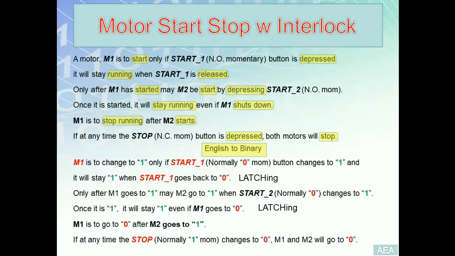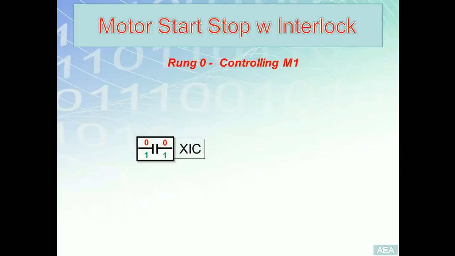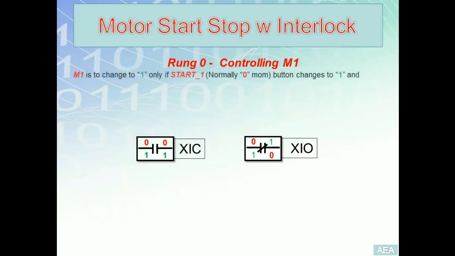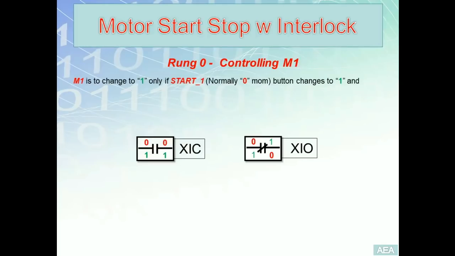So let's get started by building the solution for the first rung controlling M1. Before we start, I like to have the cheat sheet for the main instructions we are going to use, the XIC and XIO. The first requirement is the following. M1 is to change to 1 if start 1 changes to 1. As this is the first requirement, I'm going to go ahead and start building the ladder rung for this solution.